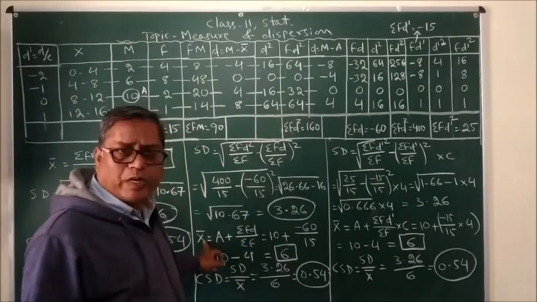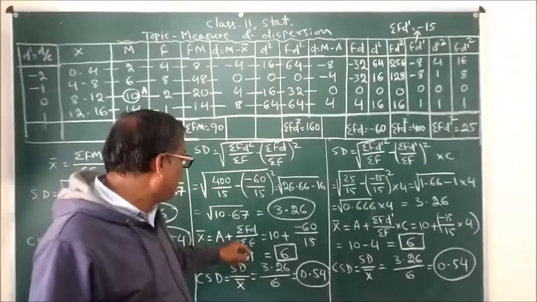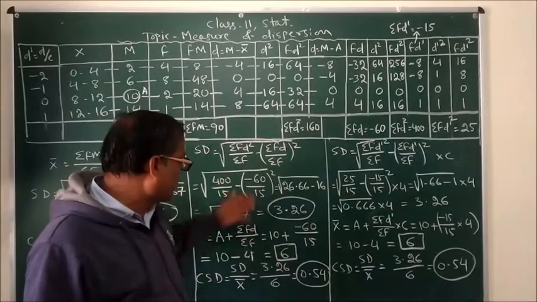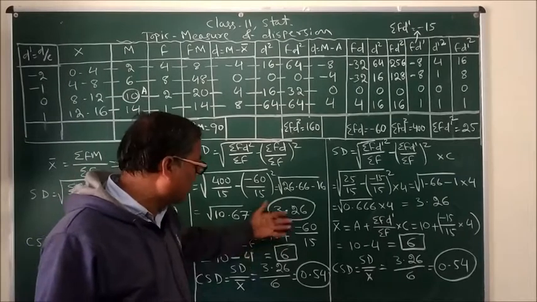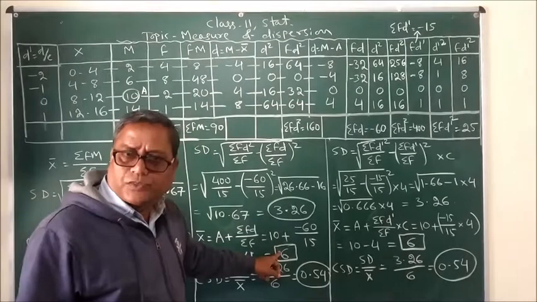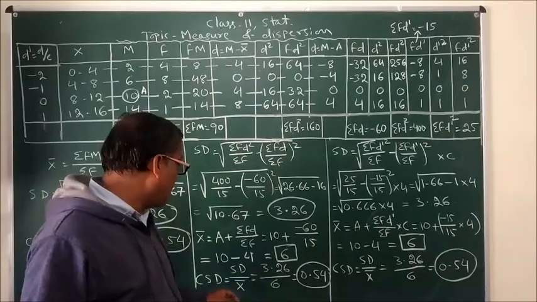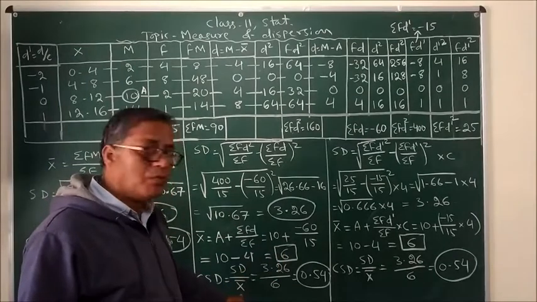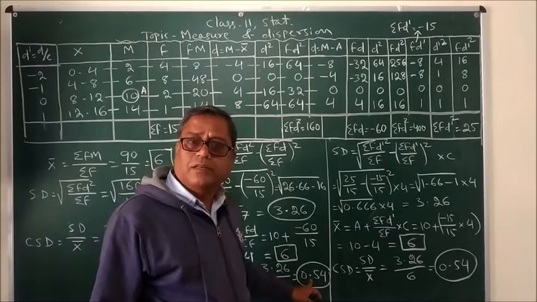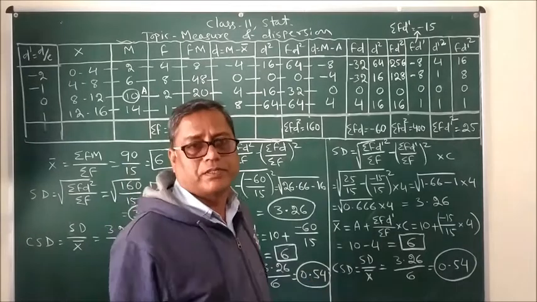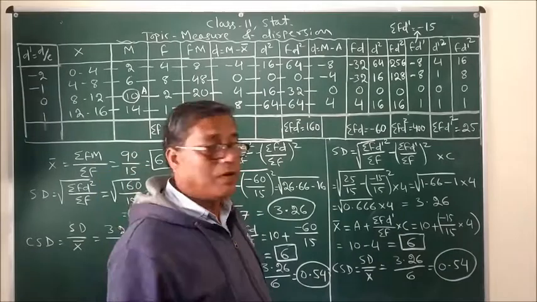Then we also need the actual mean. By applying the formula according to the shortcut method, that is A plus summation fd upon summation f, we will get the same 6 as the actual mean, and by dividing standard deviation by the actual mean, again we got the same 0.54 as the coefficient of standard deviation, which is an absolute value.